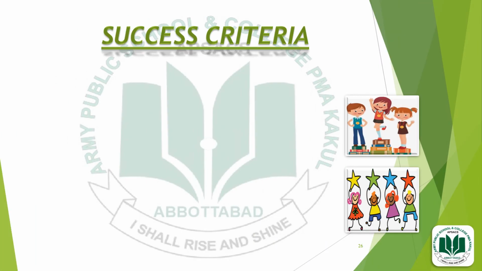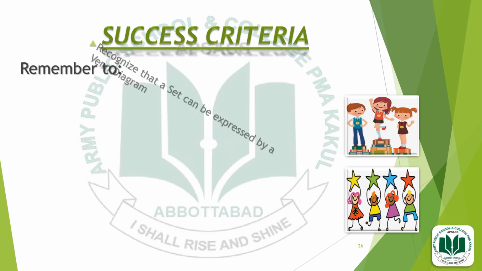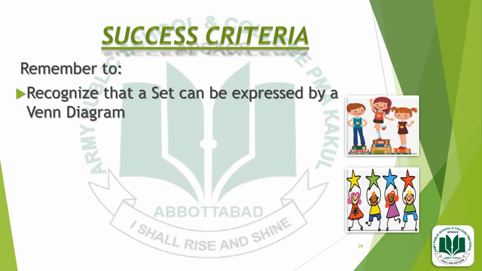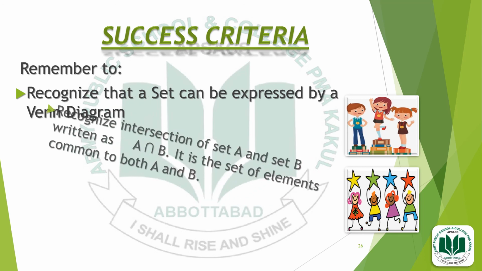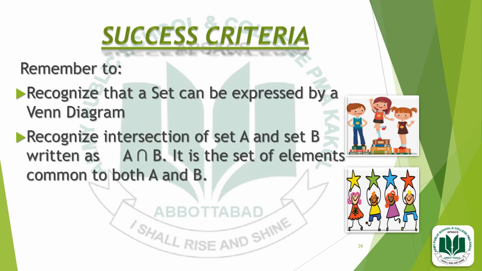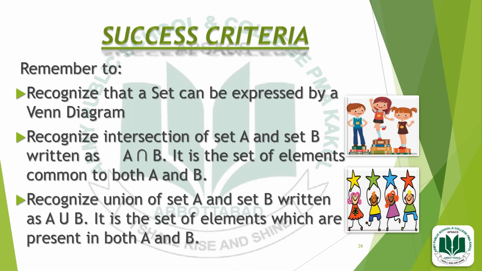Before assigning you your written task, I want to share success criteria with you. Remember to recognize that a set can be expressed by a Venn diagram. Recognize that the intersection of set A and set B is written as A intersection B. It is the set of elements common to both A and B. Recognize the union of set A and set B is written as A union B. It is the set of the elements which are present in A or B or both.